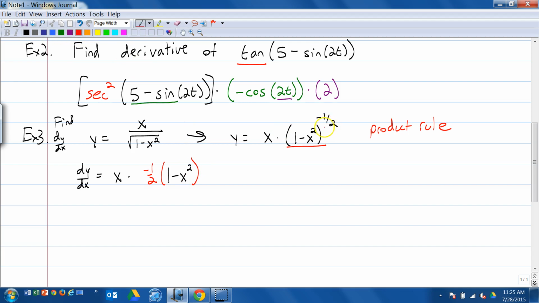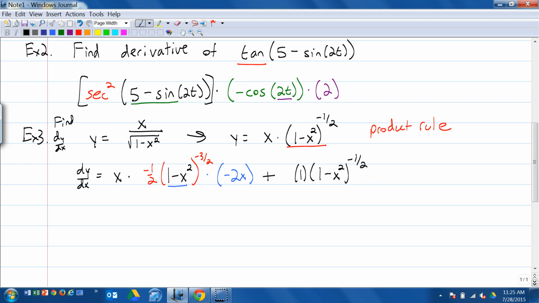And this goes down a power, so this now becomes to the negative 3/2, times, we now have to take the derivative of the inside. The derivative of the inside here is just negative 2x to the first. Okay, so that is the first part of product rule. However, for product rule, you have to then add that to the derivative of the first piece times the second piece. Well, that's pretty simple. The derivative of x is just 1, and then we multiply it times (1 minus x squared) to the negative 1/2.